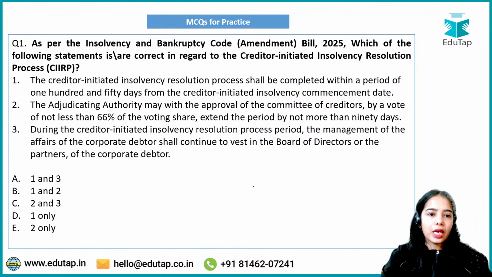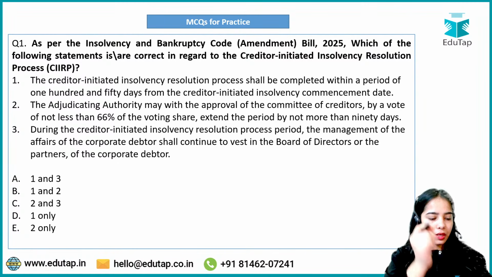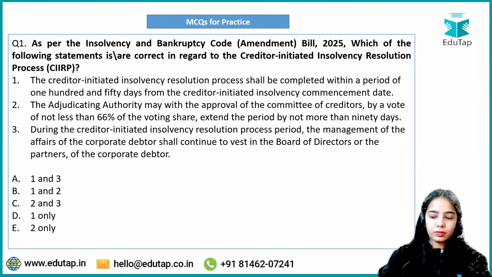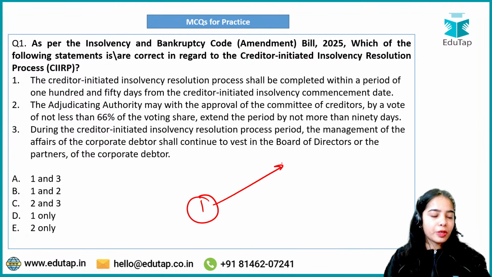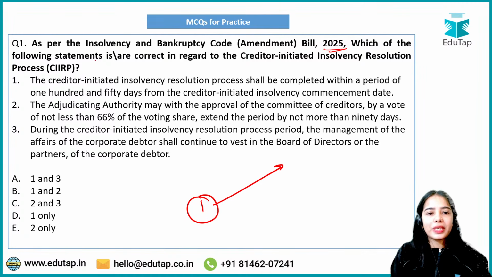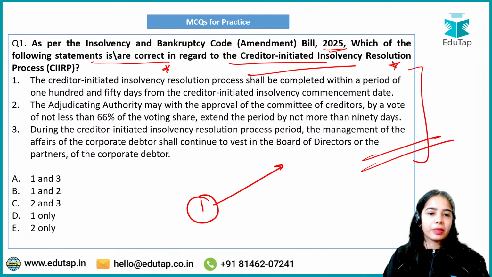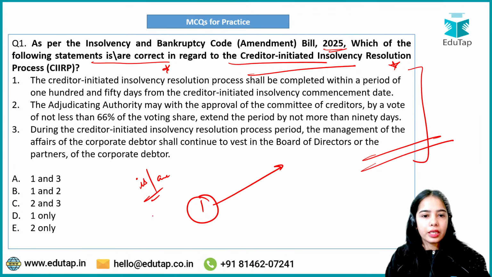Now, any confusion, anyone? Any confusion, anyone? So this is the first question. I hope you will be easily able to answer this question. As per the Insolvency and Bankruptcy Code Amendment Bill 2025, which of the following statements is or are correct in regard to the creditor-initiated insolvency resolution process? So these are the statements. Now you have to tell which of the following statements is or are correct.